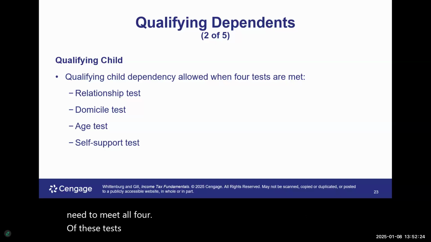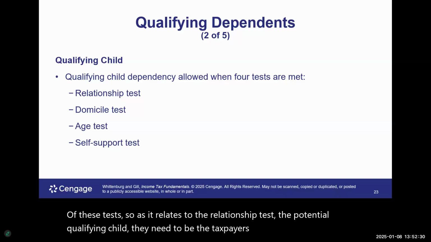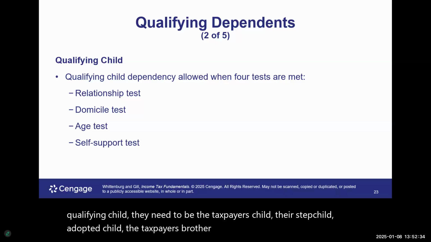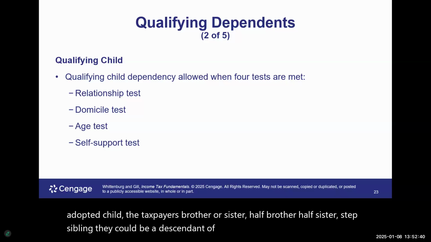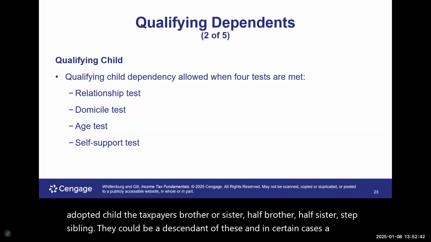As it relates to the relationship test, the potential qualifying child needs to be the taxpayer's child, their stepchild, adopted child, the taxpayer's brother or sister, half brother, half sister, or step sibling. They could be a descendant of these. And in certain cases, a foster child can also qualify.